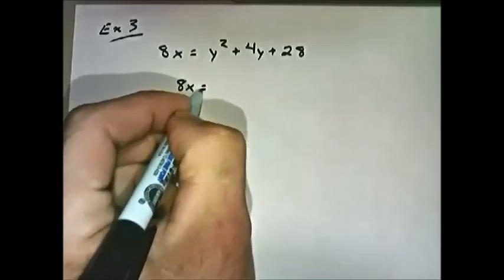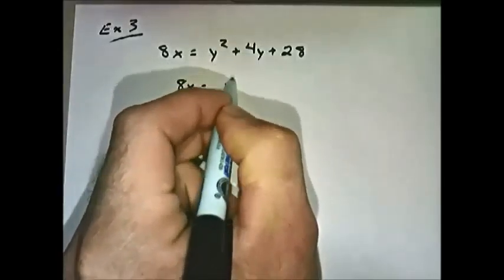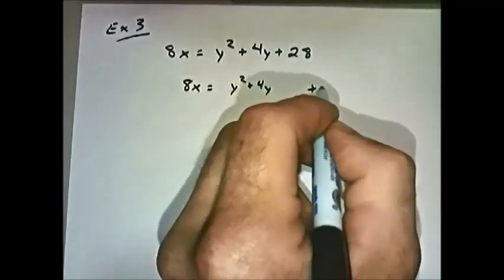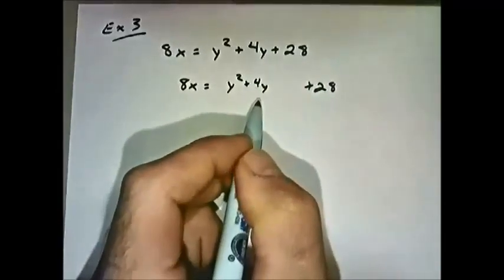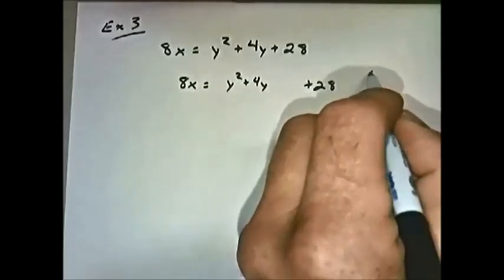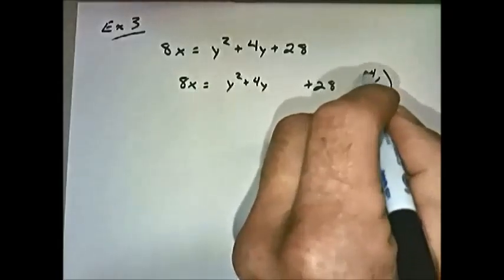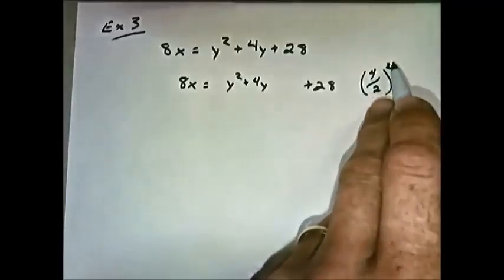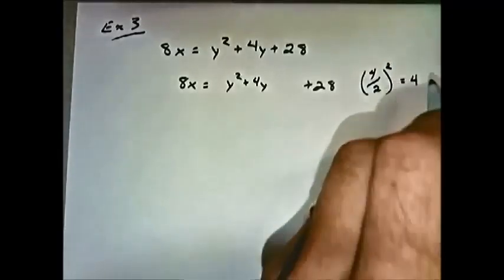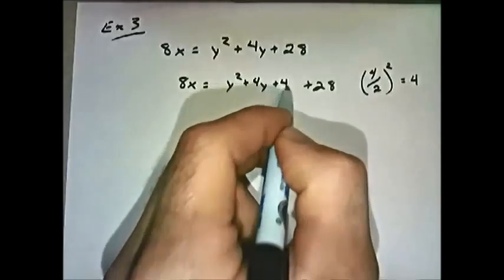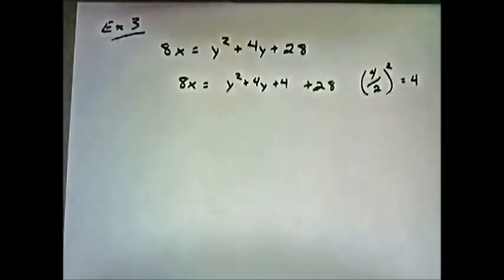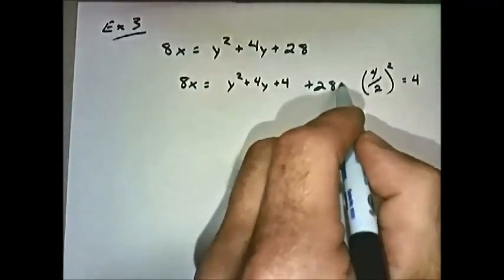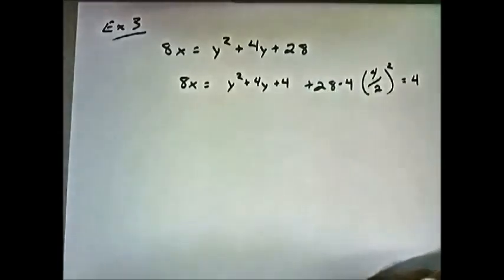We're going to leave the 8x alone. We're going to take our y squared plus 4y, and leave a space plus 28. Completing the square, we're going to take that 4, divide it by 2, and square it. 4 divided by 2 is 2, squared gives us 4. So we're going to add 4 to this right side. To combat that positive 4, we're going to subtract 4 from the 28.